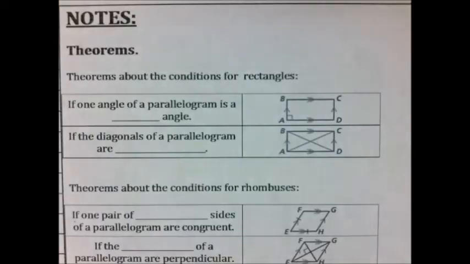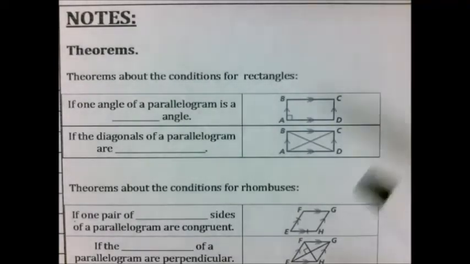Alright, so let's talk about some of the theorems about the conditions for rectangles. So essentially, what makes a rectangle? The first one is if one angle of a parallelogram is a right angle. Remember, we've got all of the conditions for parallelograms, and then one little extra thing: if one angle of a parallelogram is a right angle, then the entire thing is a rectangle.